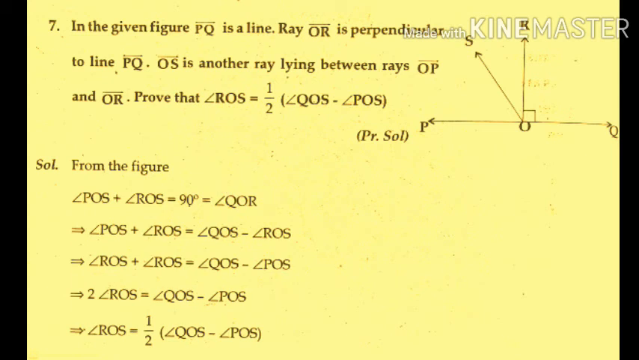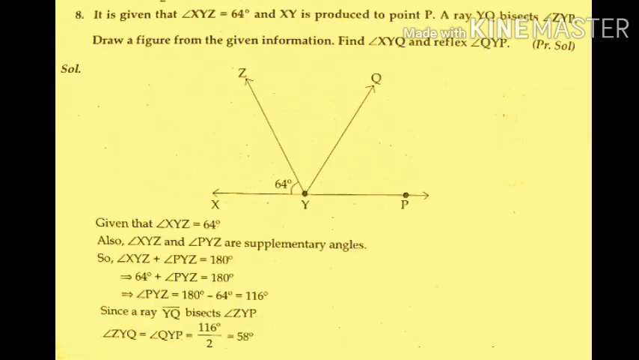Next step, add the angle ROS plus angle ROS. It is equal to 2 angle ROS is equal to angle QOS minus angle POS. Next step, angle ROS is equal to, transposing to right side of the equation, it becomes 1 by 2 into angle QOS minus angle POS. Hence proved.